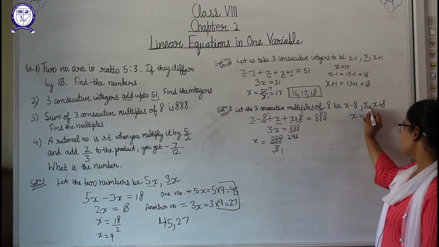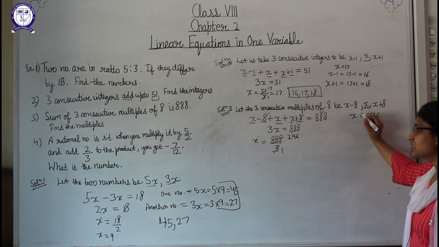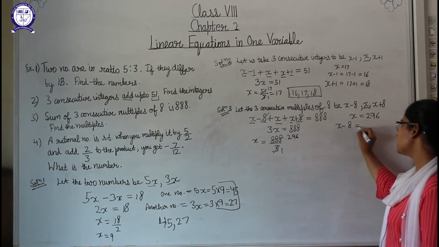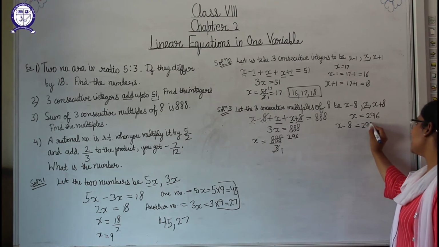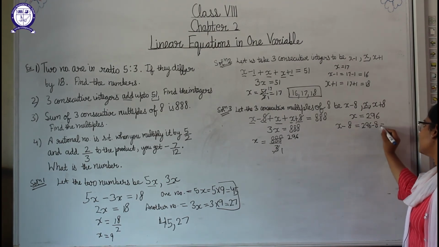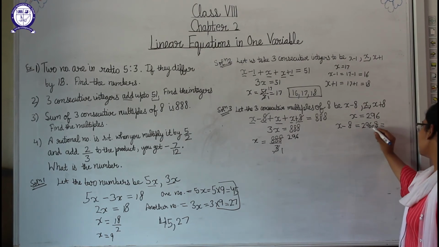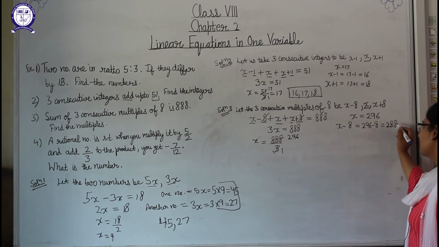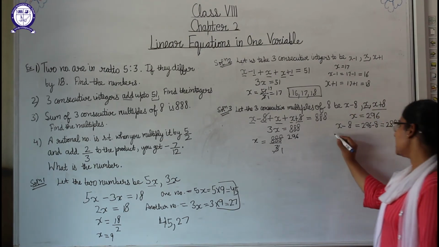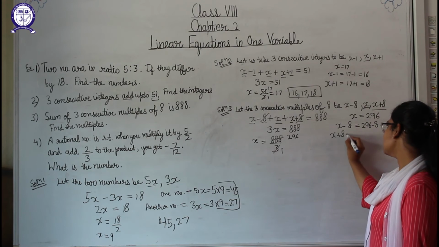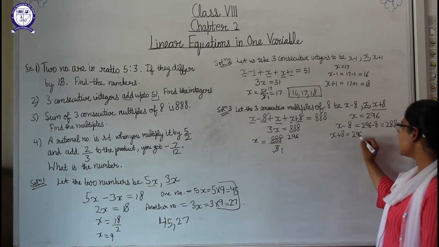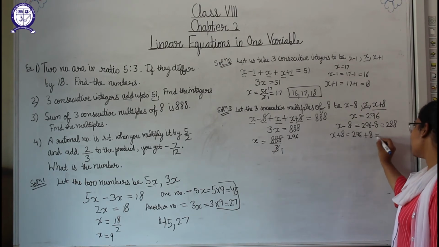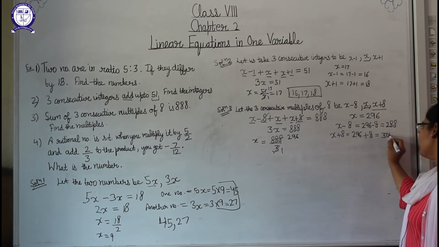Now the value of x is 296. Now we have to find the value of x minus 8. So x minus 8 will be 296 minus 8. So what will we get as the value? 296 minus 8 will be 288. Okay, and another one is x plus 8. So x plus 8 is equal to 296 plus 8, as the value of x is 296. So 296 plus 8 will be 304.